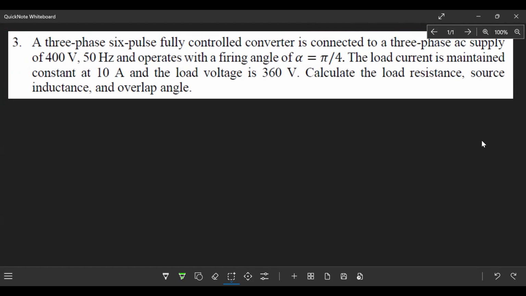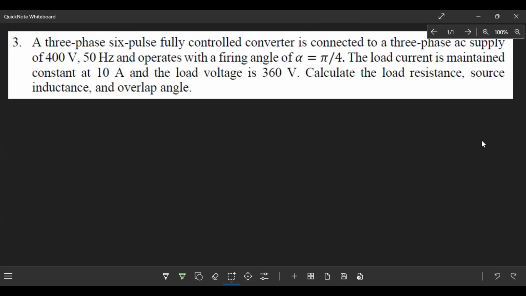It says the 3-phase 6 pulse, okay, this 6 pulse part is unnecessary because we know that 6 pulse, of course, means it's a fully controlled, full wave, fully controlled converter connected to a 3-phase AC supply, 400 volts, 50 hertz, operating with a firing angle of alpha equal to pi/4. The load current is maintained constant at 10 amps, and the load voltage is 360 volts. Calculate the load resistance, source inductance, and overlap angle.